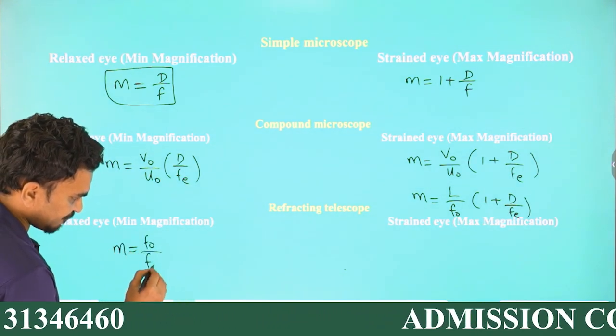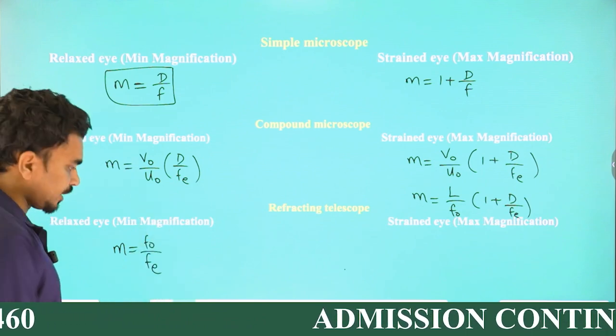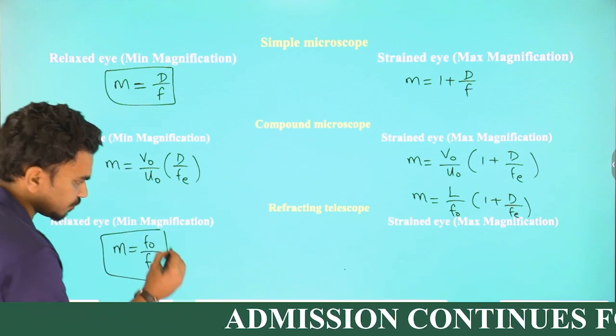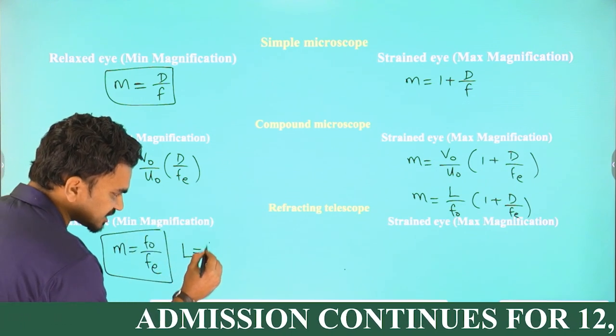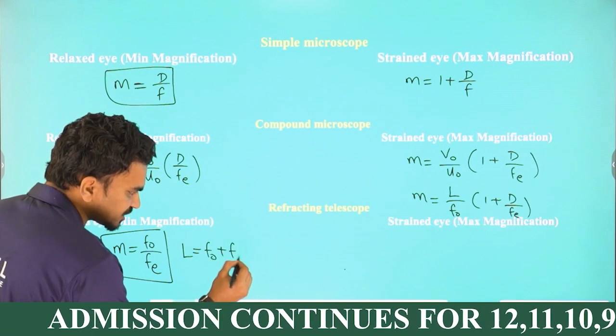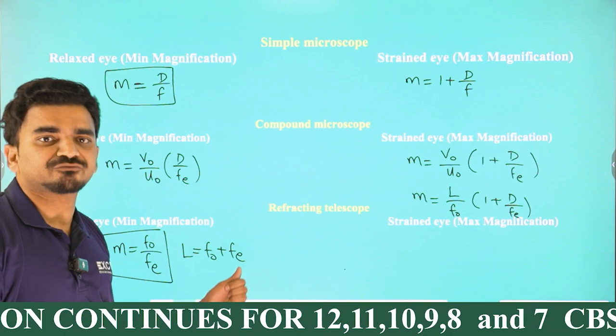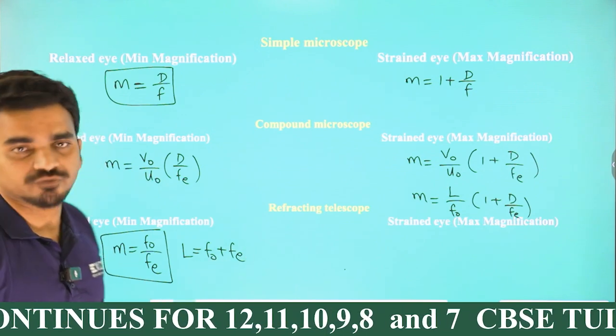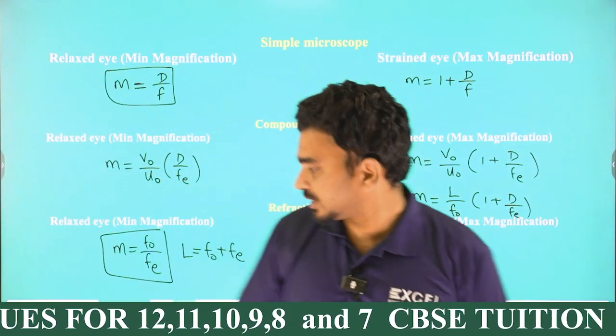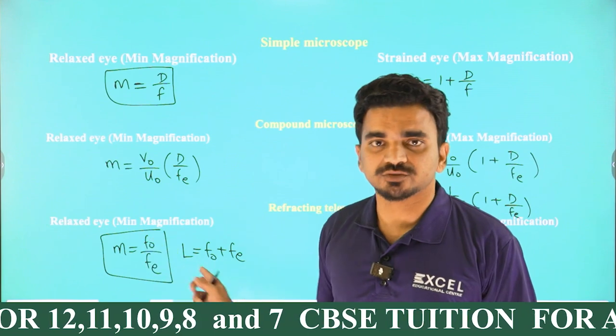Relaxed eye, FO by FE. And over here, the most important relation is between the focal lengths of objective and eyepiece and the tube length, which are related like L is equal to FO plus FE. That is the tube length of a refracting telescope. This relation is very important. These relations are very important.